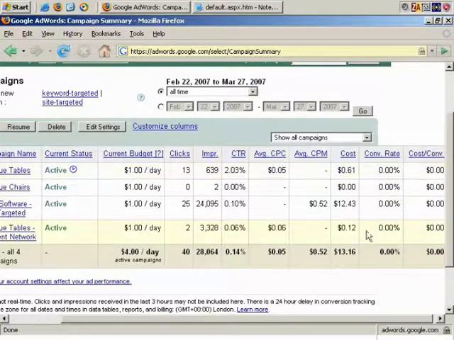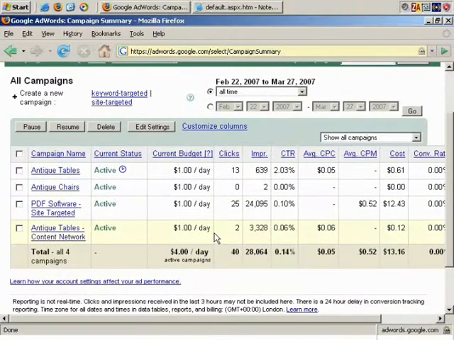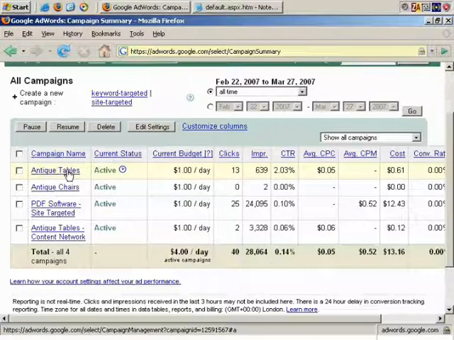By structuring different campaigns cleverly, you'll be able to see how much Antique Tables campaigns visitors are really worth, or how much Antique Chairs visitors are worth, how much people coming from certain sites are worth, and how much visitors coming from the content network versus the search network are worth, and so on.